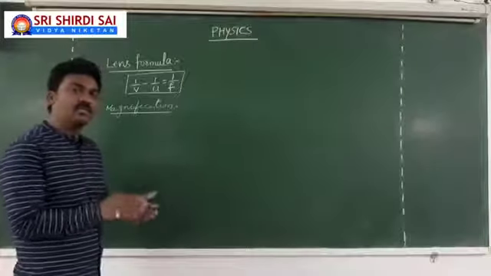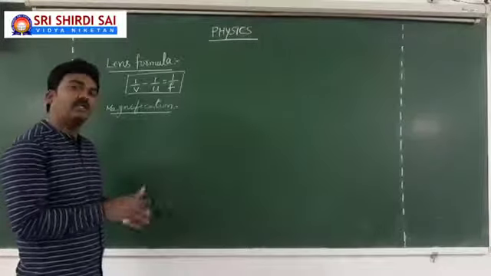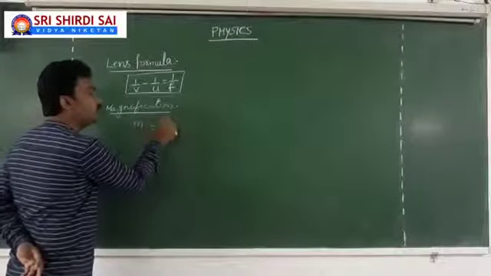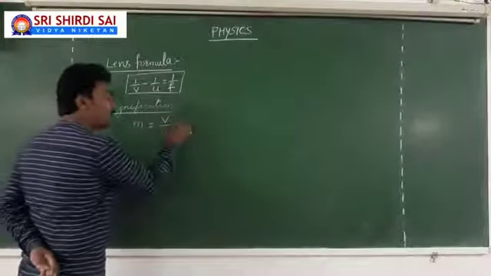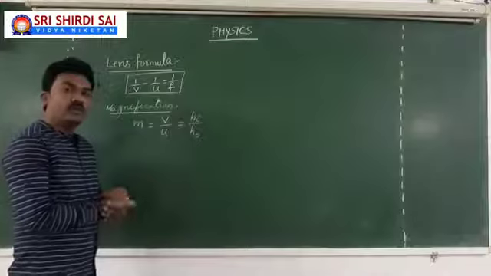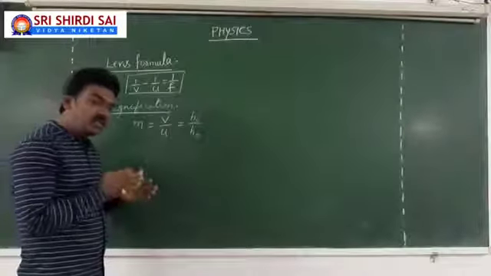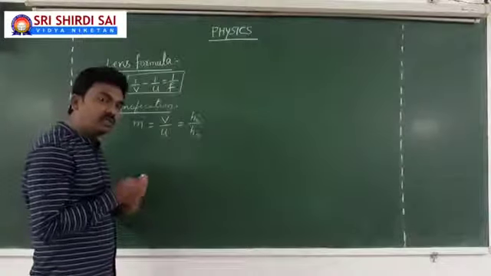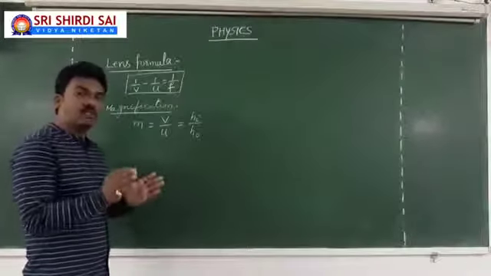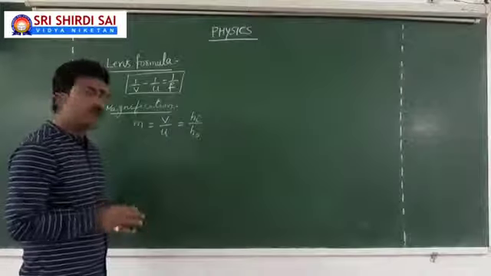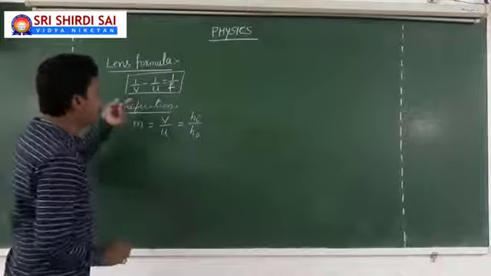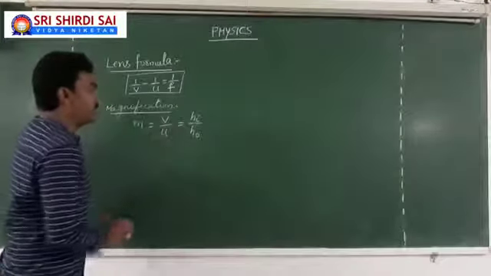In such cases, by default we calculate the transversal magnification, which is m = v/u. Of course, that is equal to the size of the image by the size of the object. If the intention of the question is to calculate longitudinal magnification, then that will be specified. If not, it is a transversal magnification itself. So this is the lens formula and the transversal magnification formula.